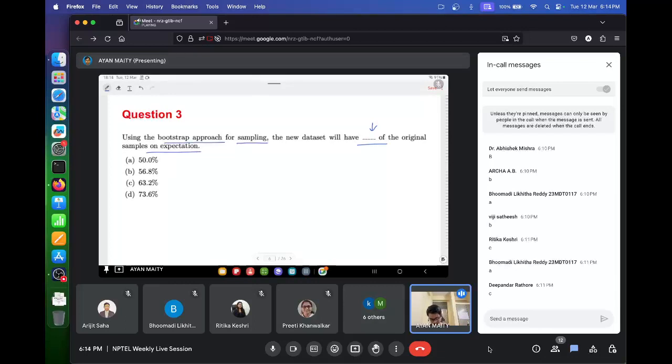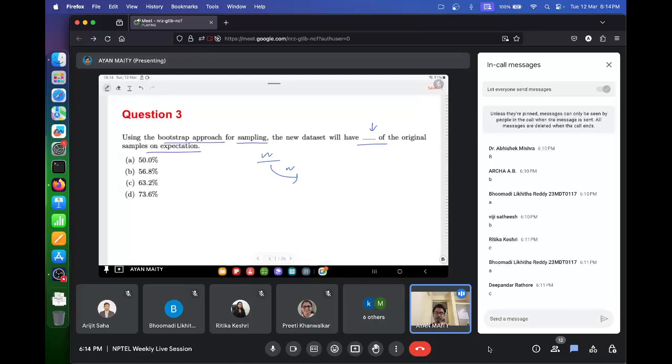So in this question, if there are n data points in the original dataset, bootstrap sampling means that we sample n data points from the original dataset with replacement. So from this dataset we sample n data points with replacement. The same data point might be sampled multiple times out of these n samples. That's why all the data points of the original dataset might not be present in the sampled dataset.